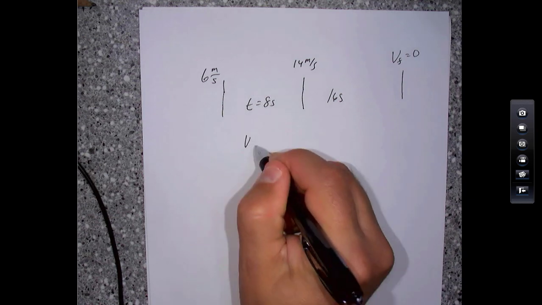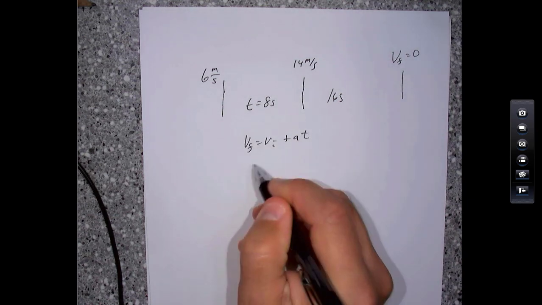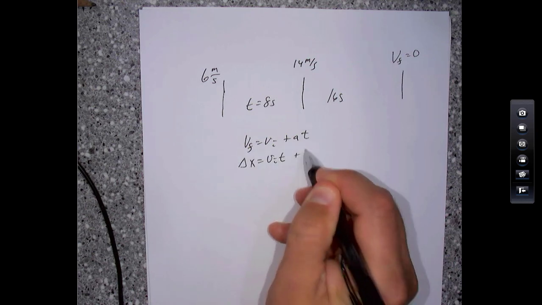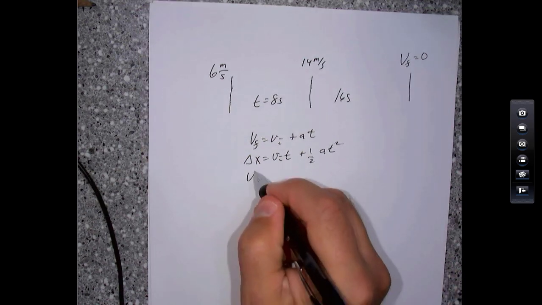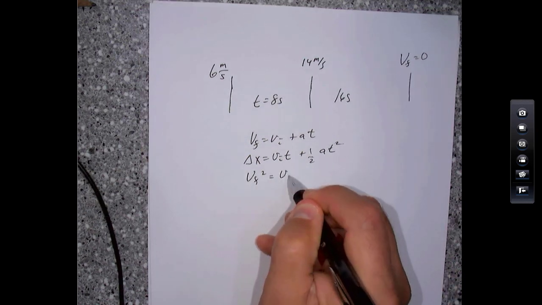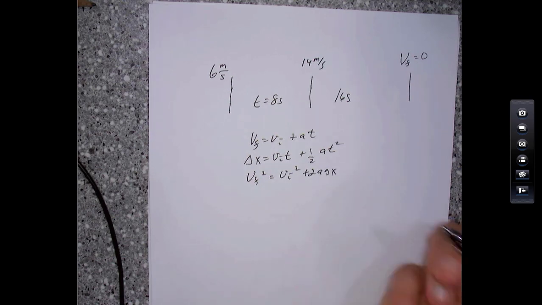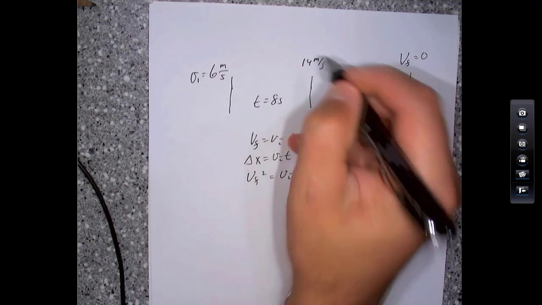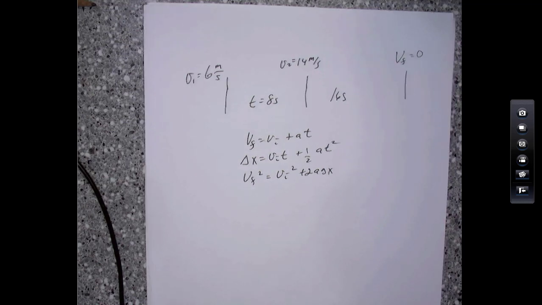Here's what we have to use. V final equals V initial plus at. Change in x equals initial velocity times time plus 1/2 at squared. These are our new tools that we have. Velocity final squared is equal to velocity initial squared plus 2a delta x. You can call these things whatever you want. I'm going to say this is v1, this one's v2. I'll just keep that as v final.